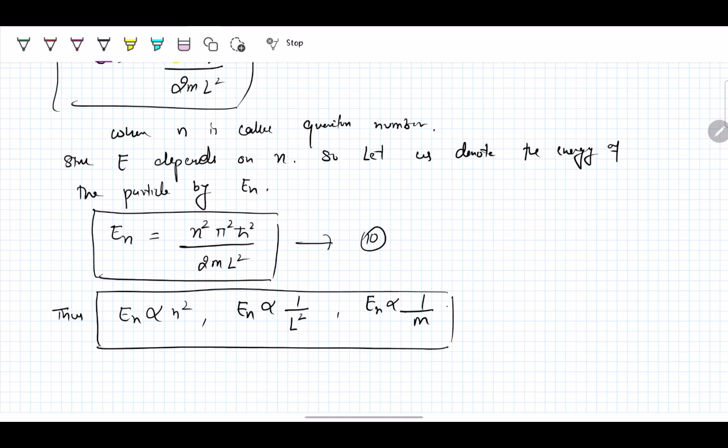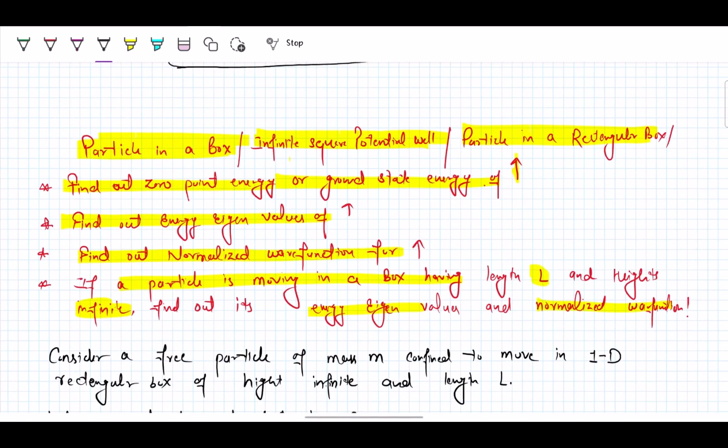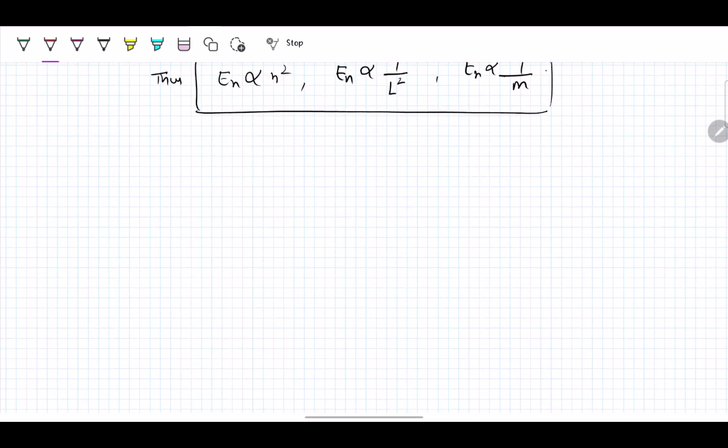Now what we need to do is find the energy eigenvalues, as we discussed at the start of this lecture. We also have a question related to finding energy eigenvalues. What we need to find out is the zero point energy, or ground state energy. We are going to find it here. So, the energy eigenvalues.